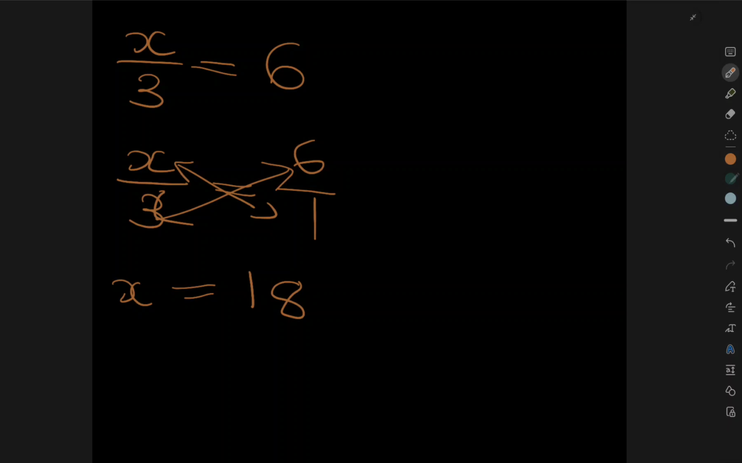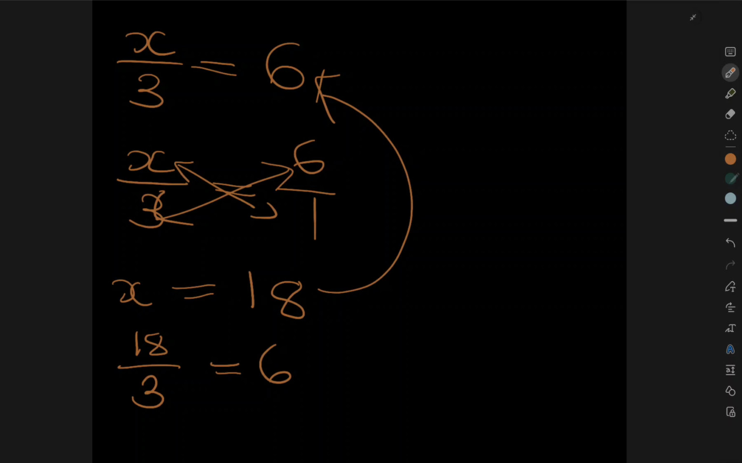And for us to be able to check if that's correct, we need to validate by substituting the value of 18 back into x. And if we do that, we're going to have 18 over 3 is equal to 6. And if you know your math, you'll know that 3 goes into 18 6 times, and that will be correct.